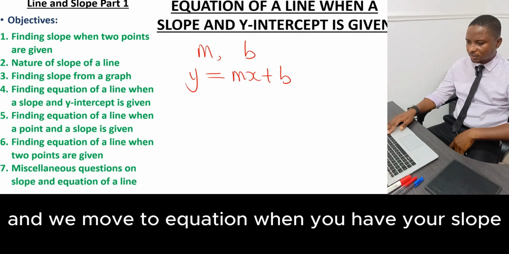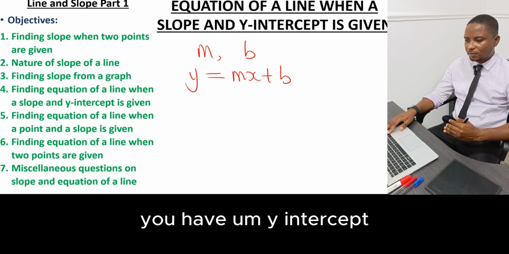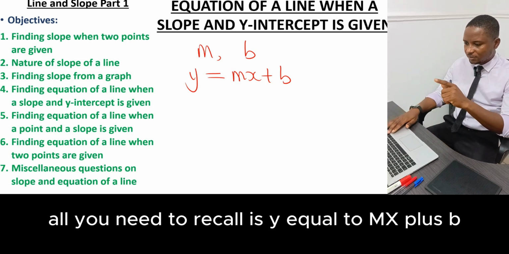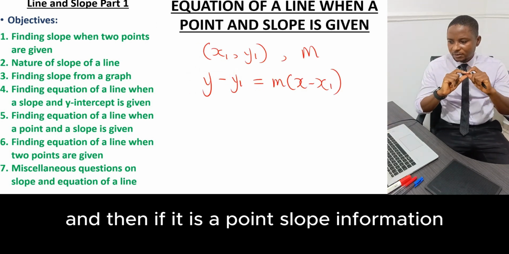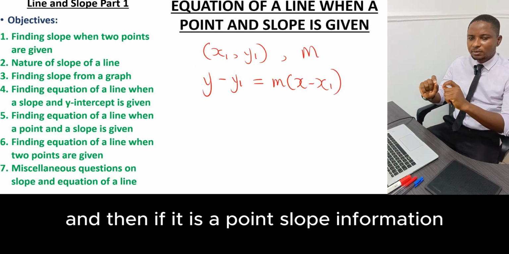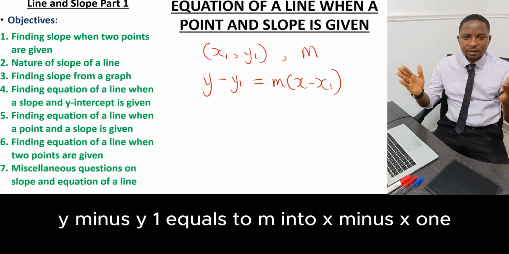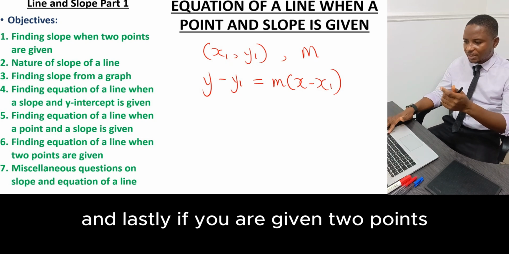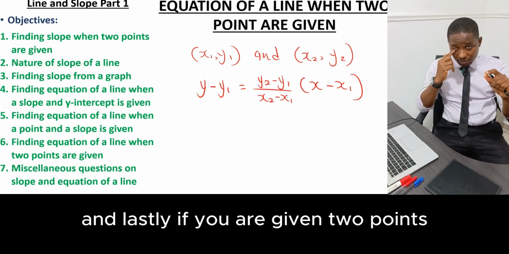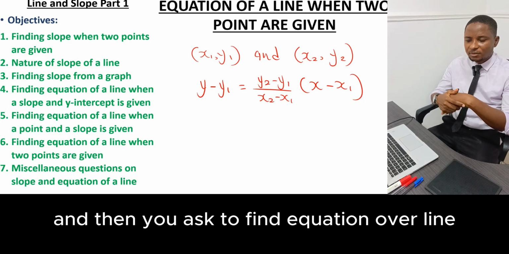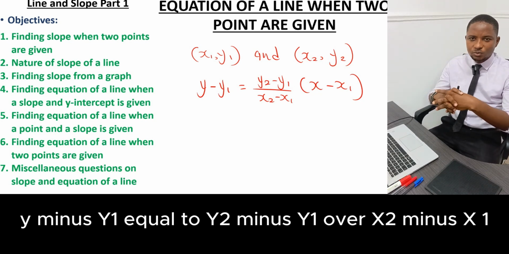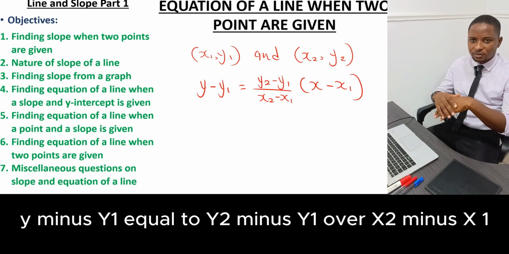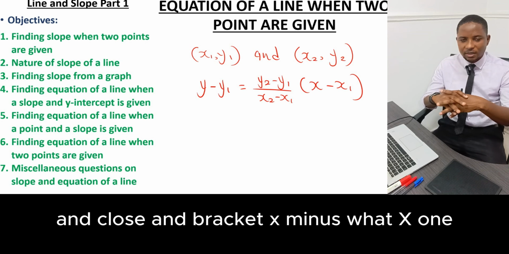And we move to equation. When you have your slope and y-intercept, all you need to recall is y equal to mx plus b. If it is point-slope information, all you recall is y minus y1 equal to m into x minus x1. And lastly, if you are given 2 points and asked to find the equation of a line, you recall y minus y1 equal to y2 minus y1 over x2 minus x1, enclosed in bracket, x minus x1.